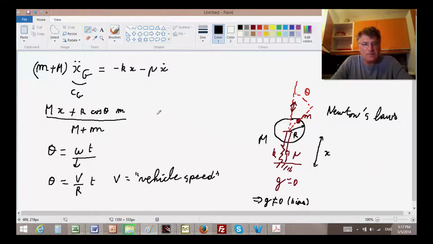Now, under these conditions, I can now write this equation as capital M x double dot plus small m r d squared dt squared of cosine omega t is equal to minus kx minus mu x dot.